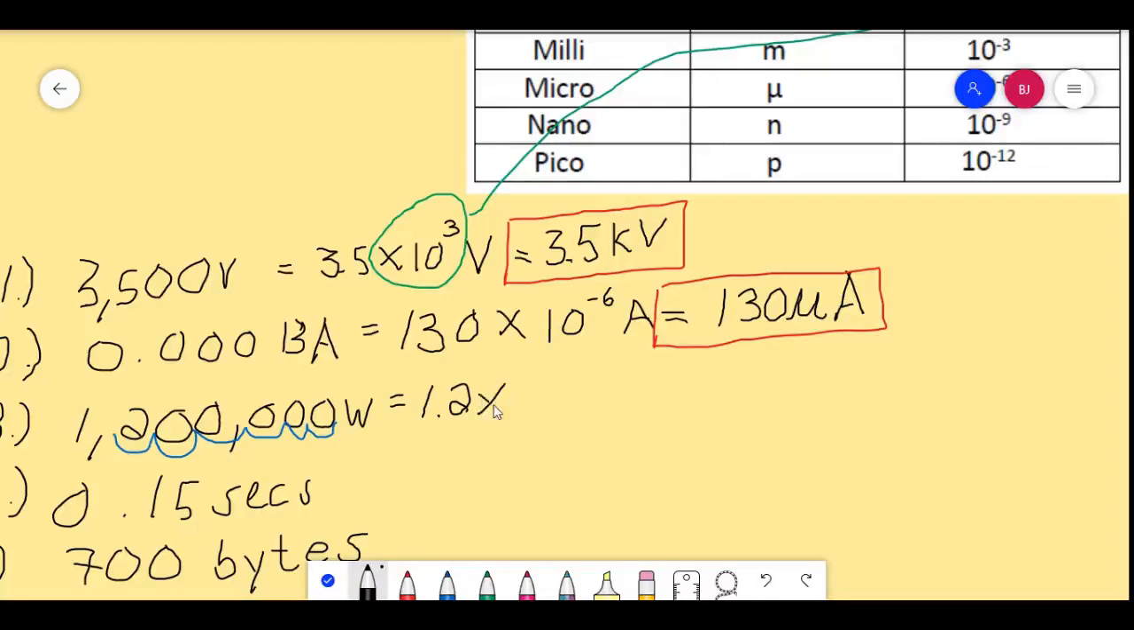We write in the times 10 as always. And then we write down the number of digits we skip. So 1, 2, 3, 4, 5, 6. Would it be positive or negative? Since we jump to the left 6 times, it would be positive. Then we write the unit, which is watts. Then we convert it into the unit of power.